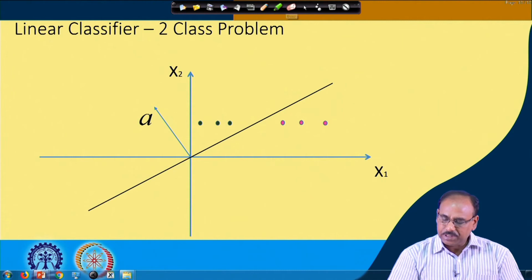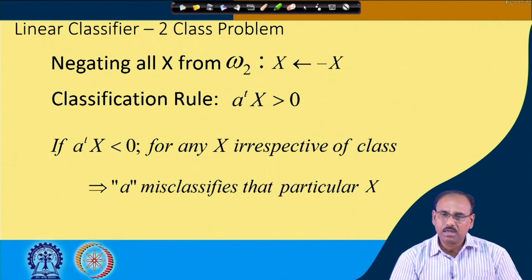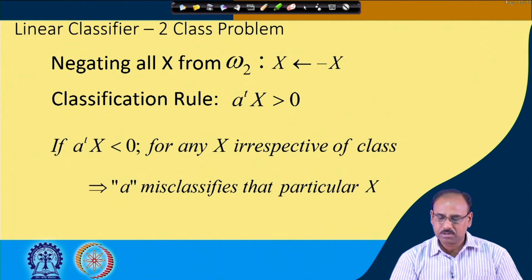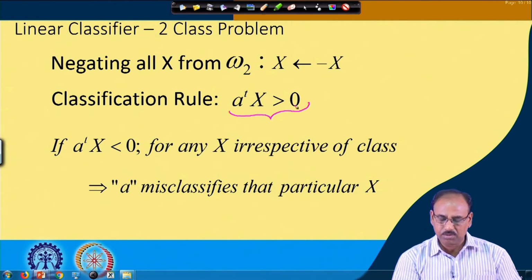I do another modification: all the feature vectors which come from class omega 2, I negate them. That means the feature vector x, if it is taken from class omega 2, I make it minus x. What is the advantage? By negating all the feature vectors coming from omega 2, my classification rule becomes the same irrespective of whether x is taken from class omega 1 or class omega 2, because in every case my classification rule becomes A transpose x greater than 0.